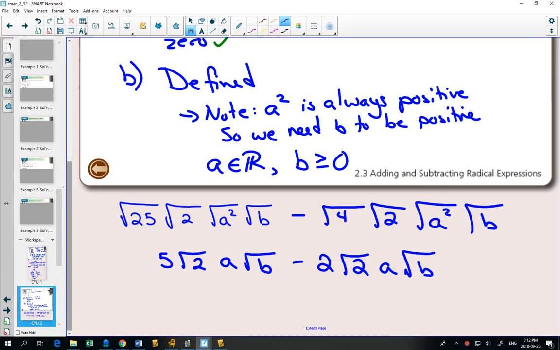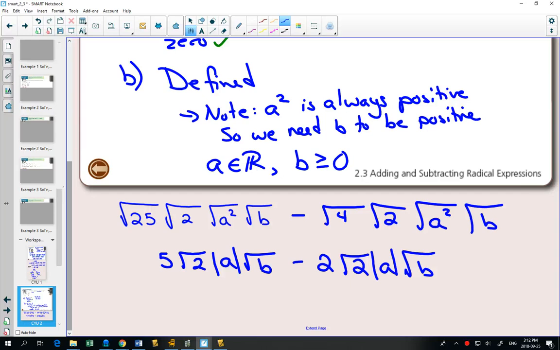Is the square root of 25 5? Is the square root of 2 2? Is the square root of a squared a? No. Close. Square root of a squared is? Absolute value of a. Sneaky. Is that sneaky? So I need absolute values there too.